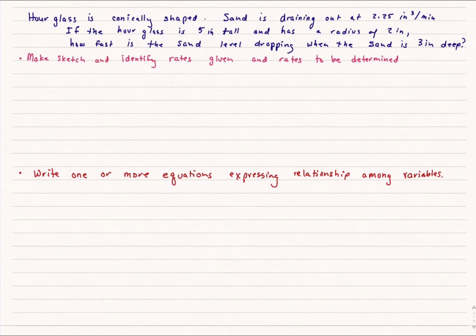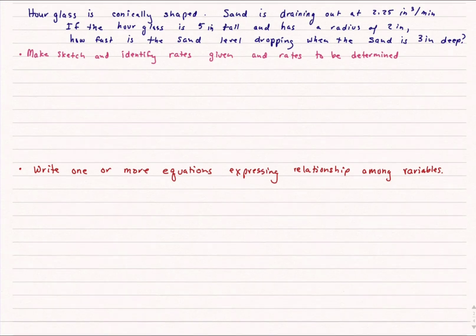Let's do another example. We have an hourglass that's shaped like a cone. Sand is draining at the rate of 2.25 inches cubed per minute. If my hourglass is 5 inches tall and has a radius of 2 inches, how fast is the sand level dropping when the sand is at 3 inches deep?